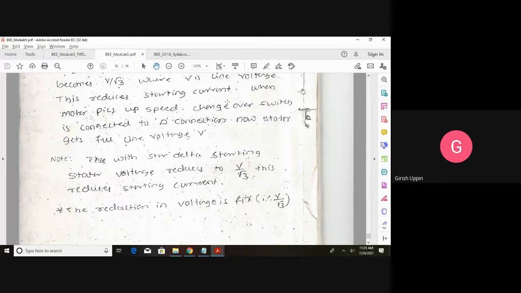This reduces the starting current. The reduction in the voltage is fixed, V by root 3. There are many other types of starters, but in this type of starter, the concept is to reduce the voltage by root 3. So that will reduce the initial current.